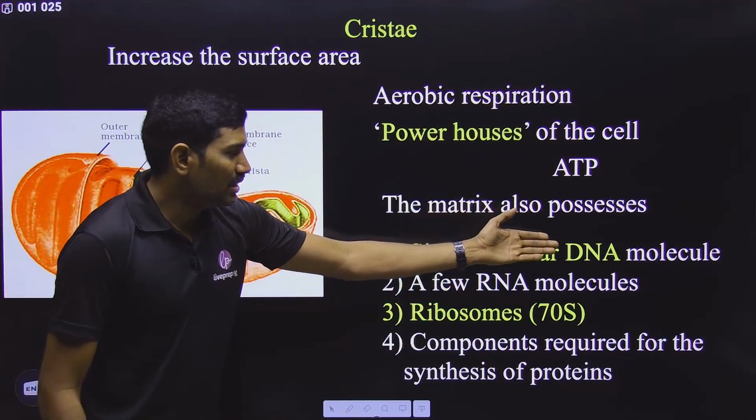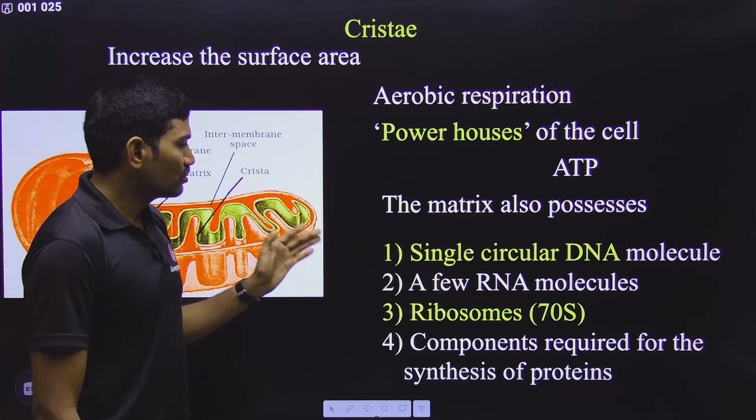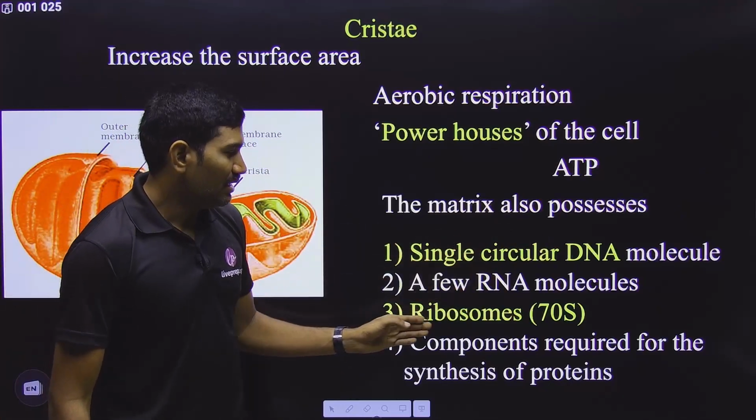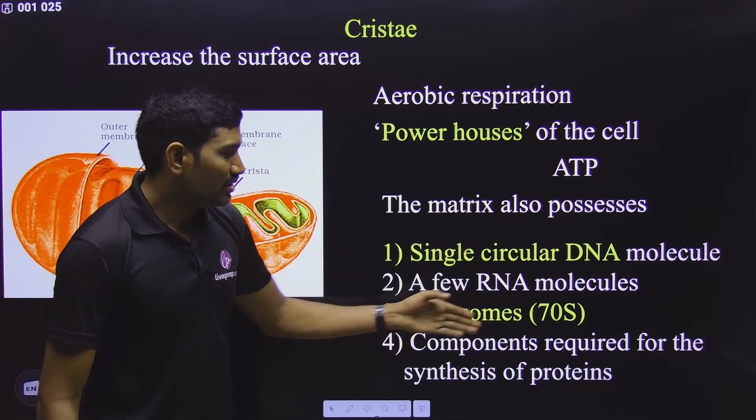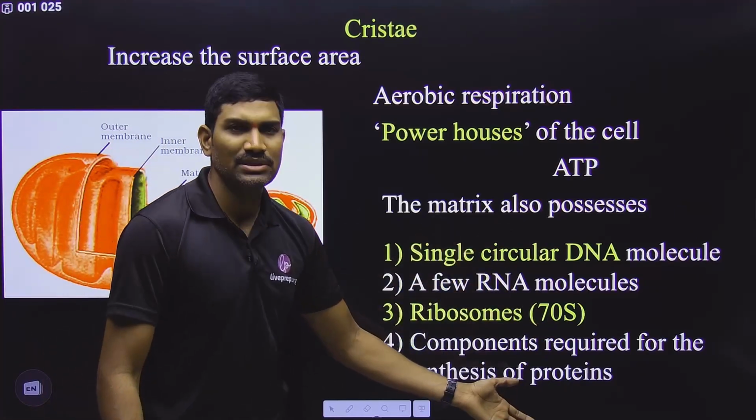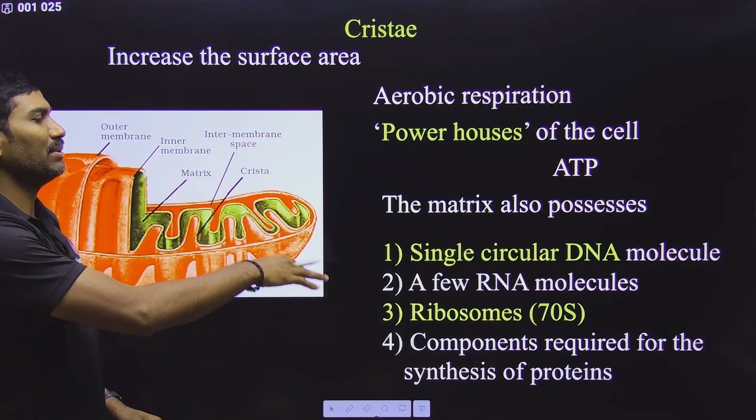And DNA is there. From the DNA, upon transcription, RNA will be produced. So RNA is also present, and from this RNA, protein will be produced because 70S ribosomes are present. So all these are present. In this way, many things are happening in this particular organelle.